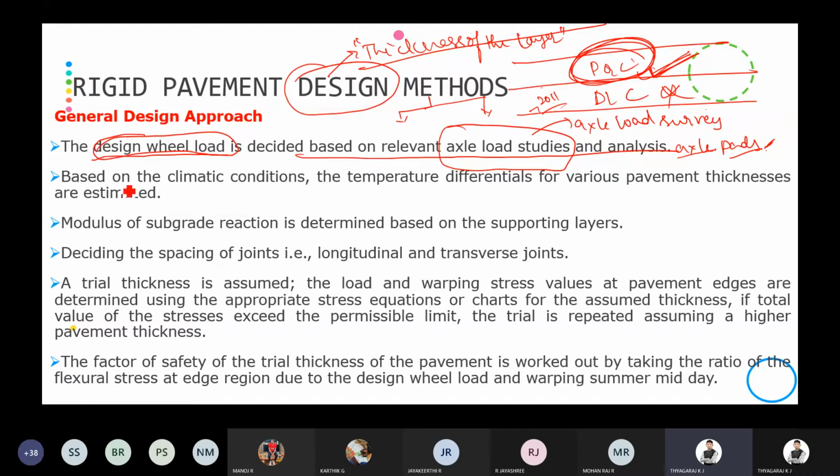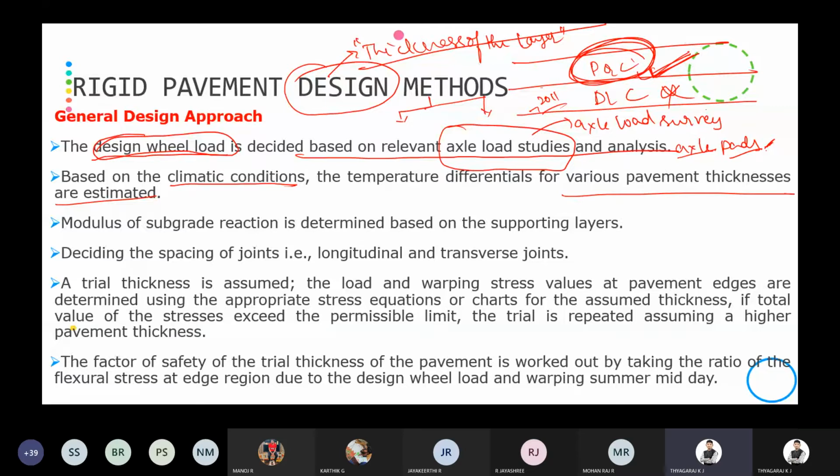Then the second thing you have to consider is the climatic condition. Since we have discussed warping stresses, temperature stresses and frictional stresses in the rigid pavement, we have solved some problems also. Because of the climatic conditions, the temperature differentials will be there. So for various pavement thicknesses, how the temperature differentials will vary can be determined, that is, how the warping stresses and frictional stresses will vary with the temperature.